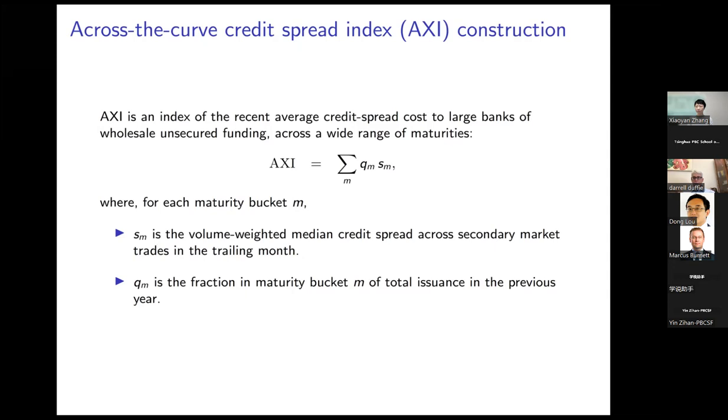So for example, if banks have issued 20% of their debt in the last year in the 2 to 3 year maturity bucket, then Q for that bucket is 20%. And you multiply by the credit spread for the 2 to 3 year maturity bucket, and you do the same for every other maturity bucket, add them up. The weighted average is AXI. Could not be simpler. That's the idea anyway. It's supposed to be very simple. It's just weighted average credit spread.